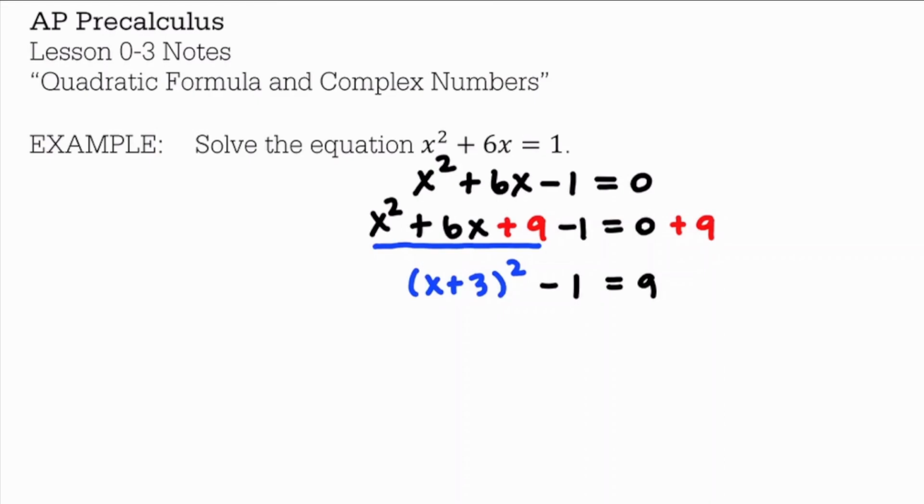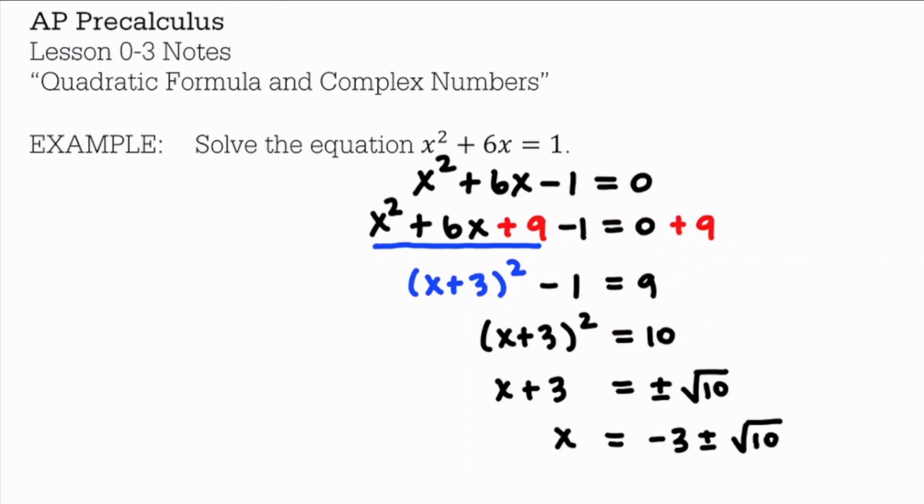I could add the 1 to both sides to isolate the x plus 3 squared. I have x plus 3 squared equals 10. I could take the square root of both sides. That would bring in a plus or minus, so I'd say x plus 3 equals plus or minus the square root of 10. And then I could solve for x by subtracting 3 from both sides.